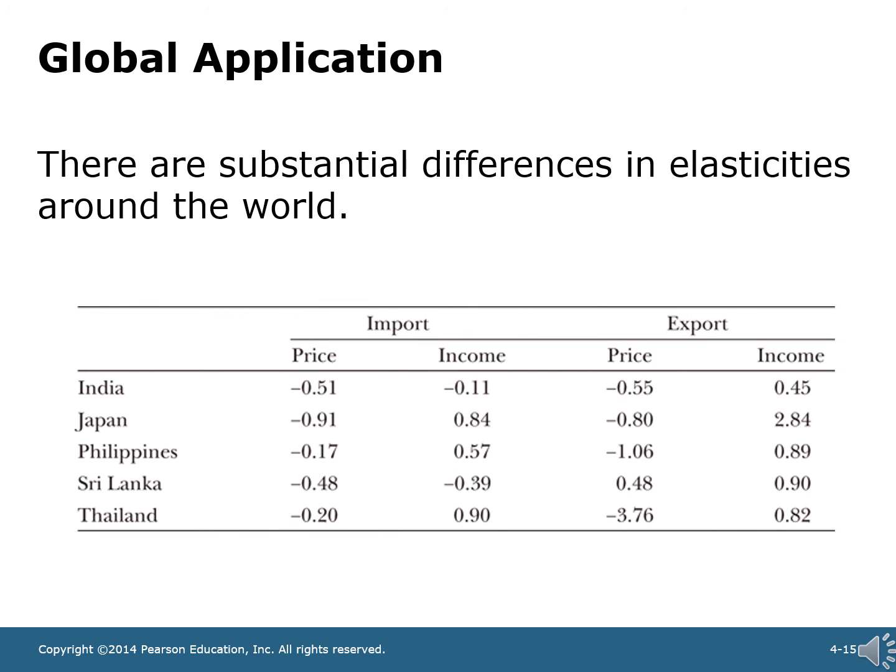This global application that's included in the textbook gives us a good example of differences in elasticities around the world. So we have import and export price elasticities of demand and income elasticities of demand for imports and exports. Basically, why I wanted to include this is that it shows that there's no one set price elasticity of demand. There's nothing intrinsic within the product that causes it to have a certain price elasticity of demand or income elasticity of demand or any of these elasticities. It's based upon market conditions.